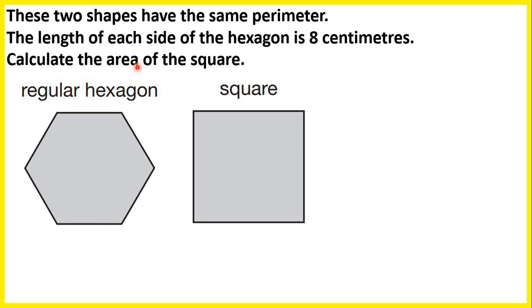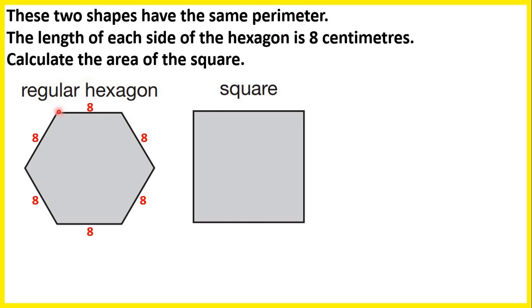Now we can also remember that with a square, all of the sides will be the same length, and with a regular shape, all of the sides are the same length as well. And if we know the side length of a square, we can find the area by multiplying the side length by itself. So what we need to work out in order to find the area is the side length of a square. Now we're told that the length of each side of the hexagon is 8 centimetres, and we're also told that the two shapes have the same perimeter.